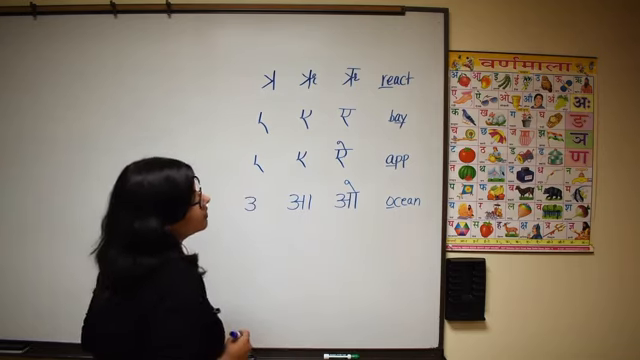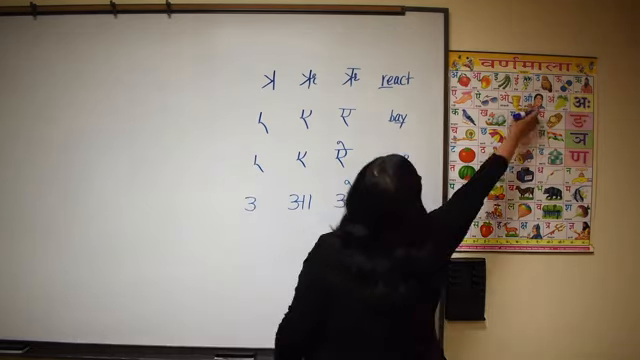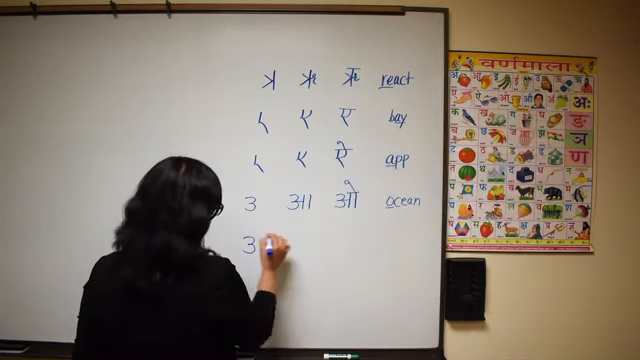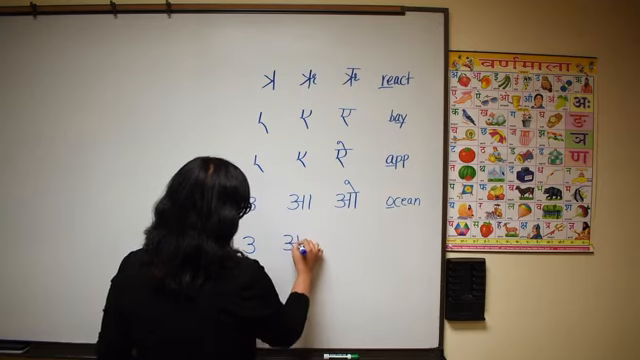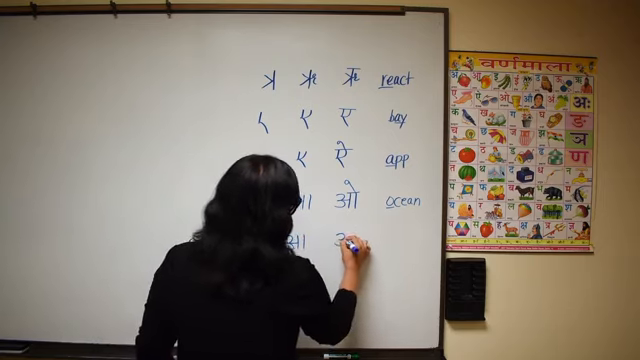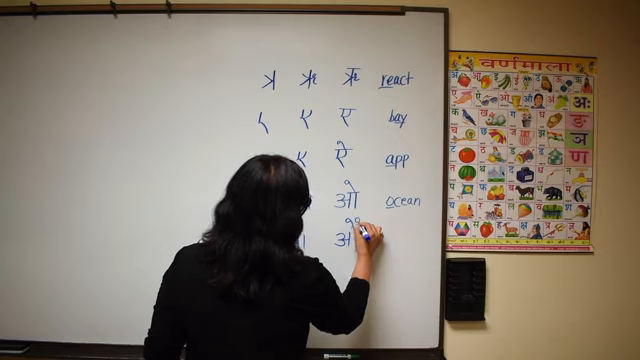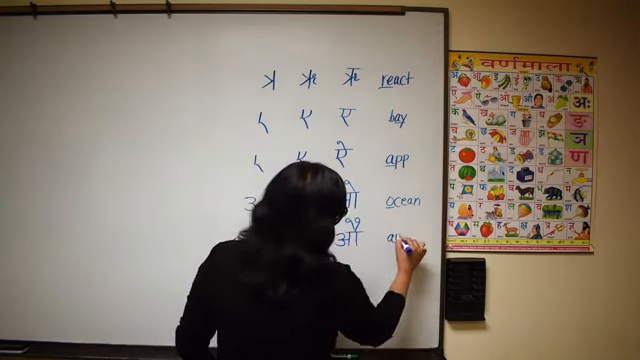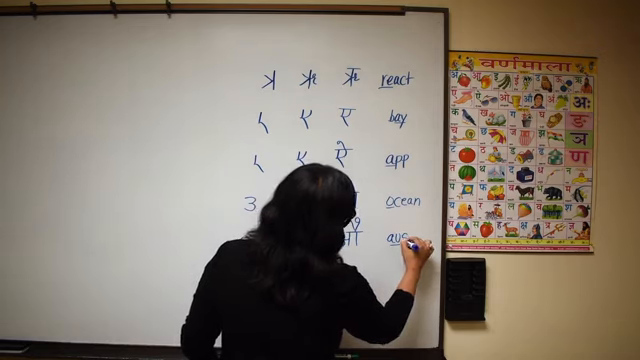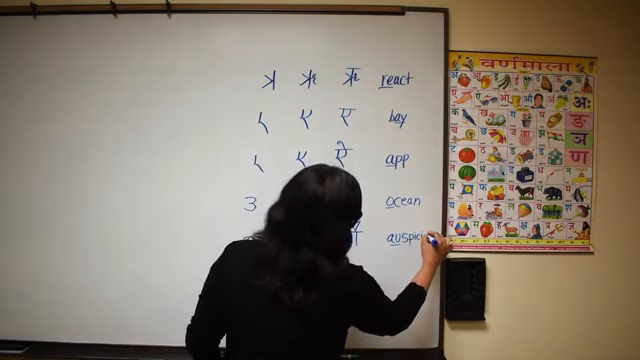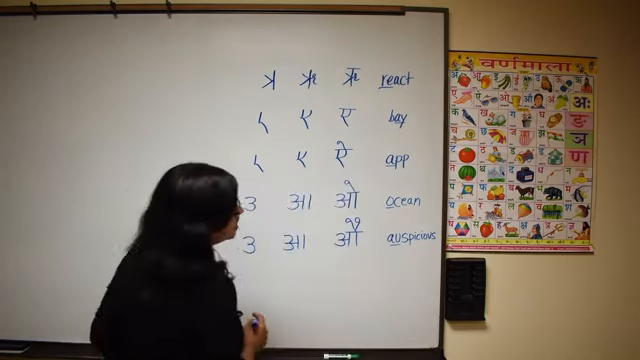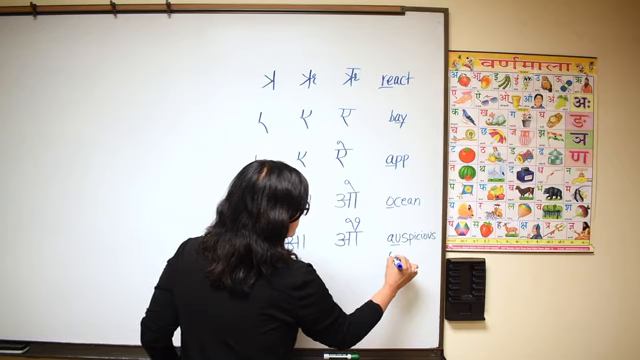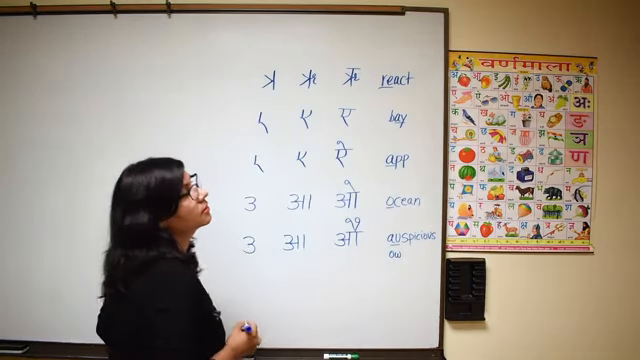The next vowel is a longer version of that, and here's how we make that. Very similar to the one previous, except that now we have two balloons, and that is pronounced O. Okay, O as in auspicious, okay, or audacious. Okay, O can also be written like this.